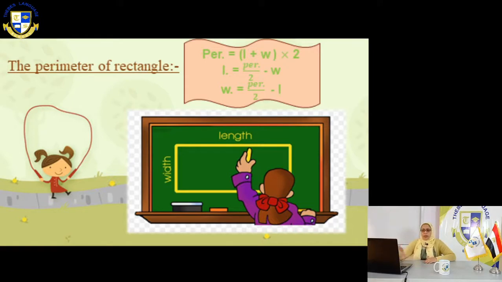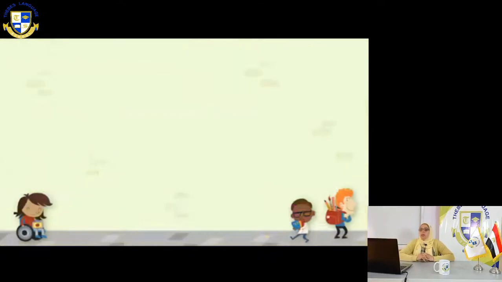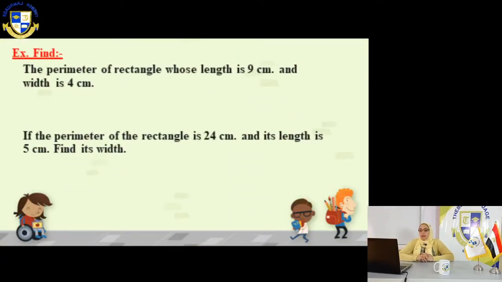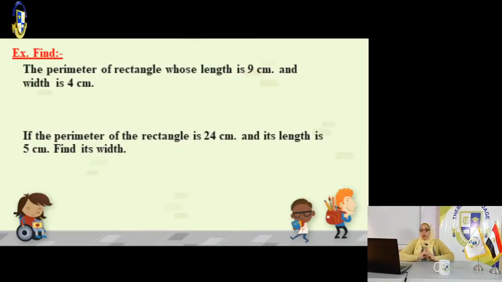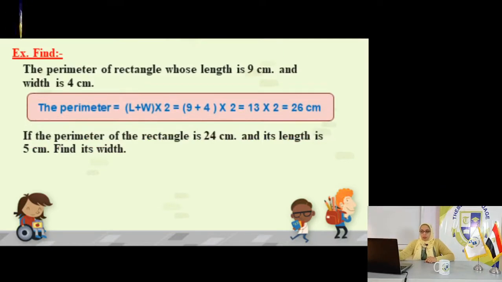Okay, this is the rule of a rectangle. Now, come to see the exercise. The perimeter of a rectangle whose length is 9 centimeter and width is 4 centimeter. At first, you must write the rule. Perimeter of a rectangle equals length plus width, all times 2. Length here is 9, so we will add 9 plus 4, multiplying by 2. 9 plus 4 equals 13, multiplying by 2 equals 26 centimeter.